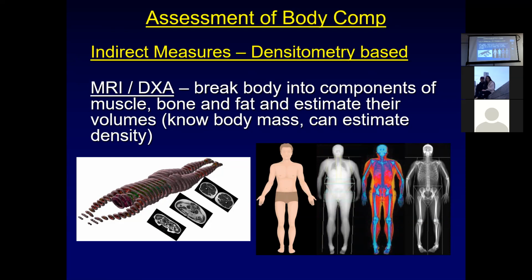We can use that to help us build these contrast images of bone and muscle and organs, etc. Okay? So of all of our indirect measures of body composition, MRI is unquestionably the most accurate one. Okay? Unquestionably the most accurate. It's also the one that we can basically never use.